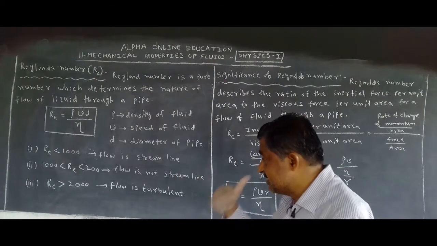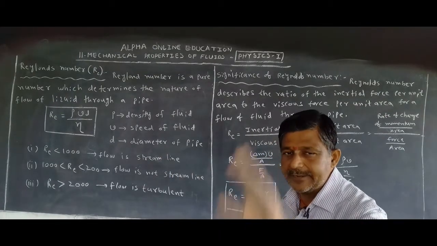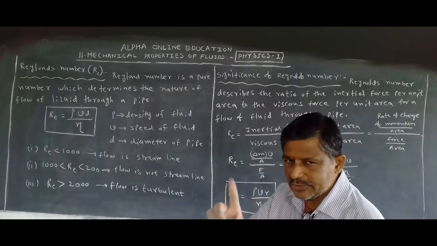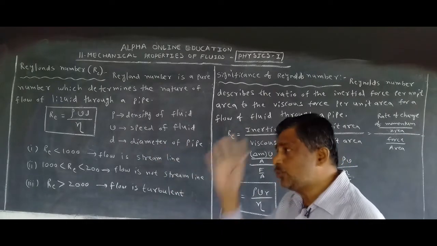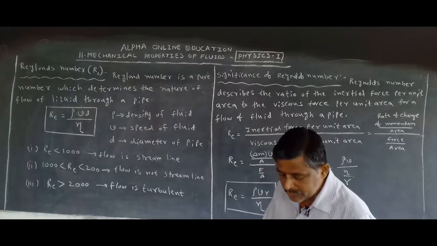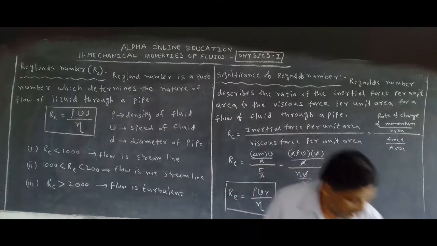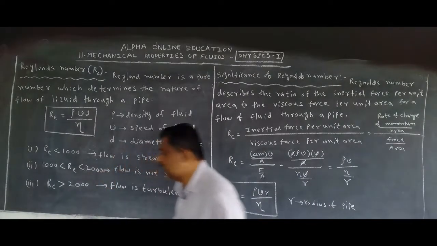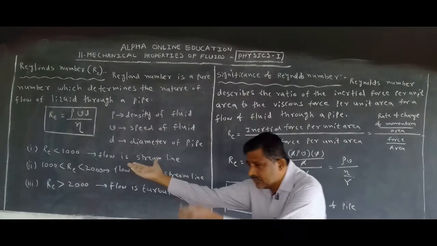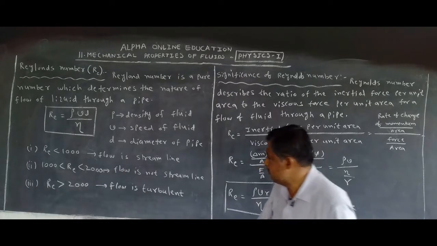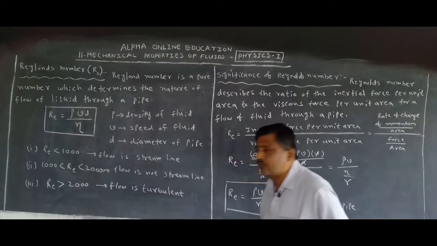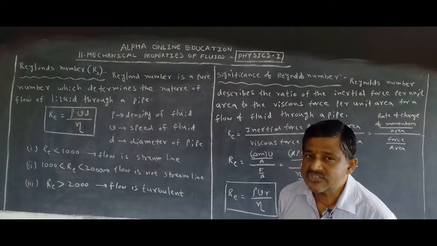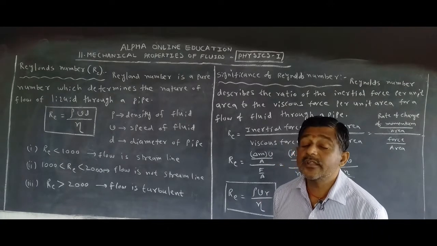If the Reynolds number exceeds 1000, from 1000 to 2000, the flow of the fluid or liquid through the pipe is not a streamline flow. It is called non-steady flow.